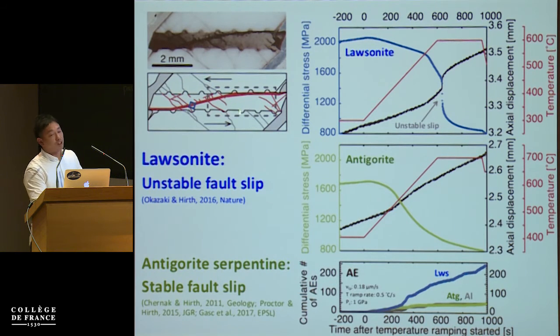But we should note that the structure is pretty similar. So this is a recovered sample of lizardite. We have Y shear here, and then we have R1 shear here. So the strain is highly localized along one fault zone. For antigorite, we have a similar structure during the dehydration reaction, which is consistent with Brooks Proctor or Linda Charnock's run. This means both are faulting, or both are brittle deformation during dehydration. But the manner of slip is very different. Lizardite is unstable, and antigorite is kind of stable slip.